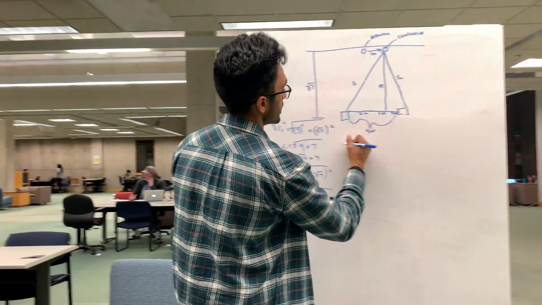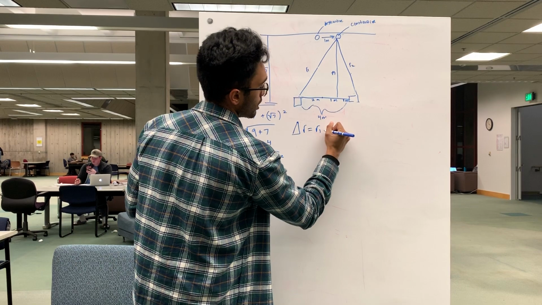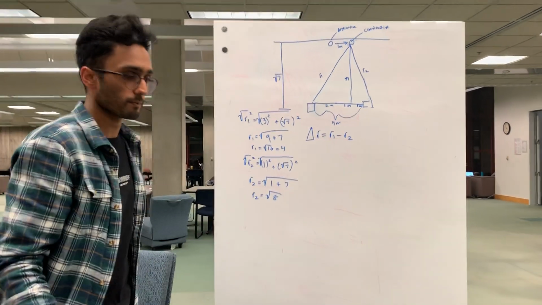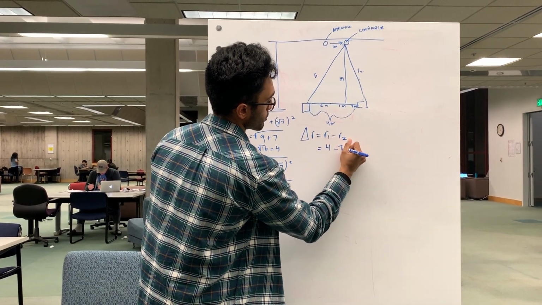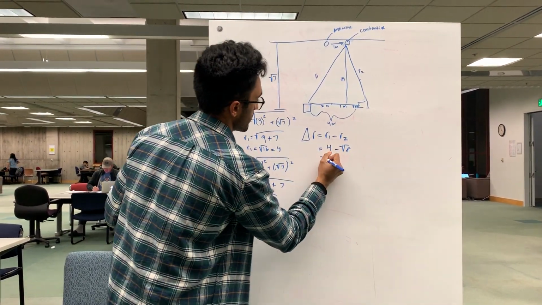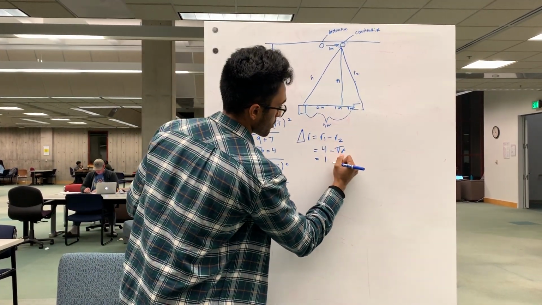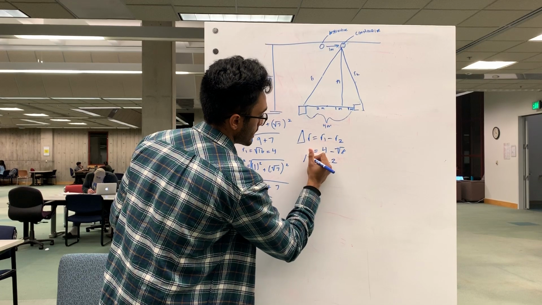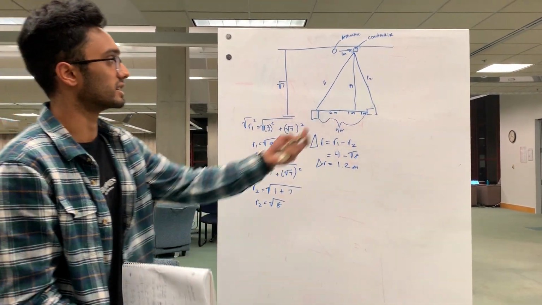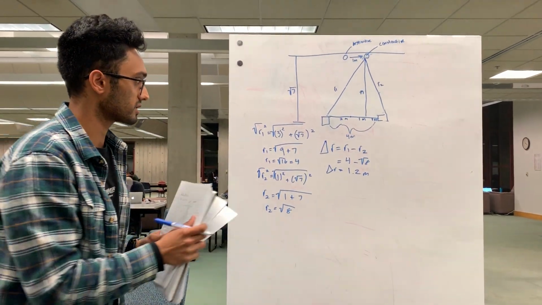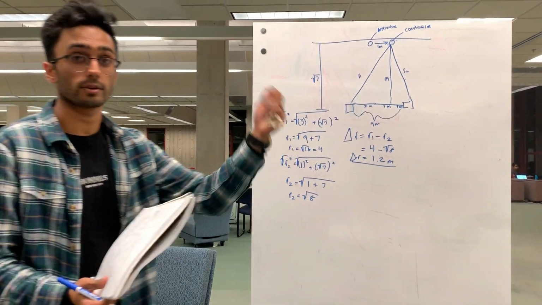The change in R is just R1 minus R2. So that's just going to be equal to 4 minus root 8, and that is ultimately 1.2. And I apologize, the units are meters, of course, because the units all there were meters. So you have change in R equals 1.2 meters. So that's the first step.